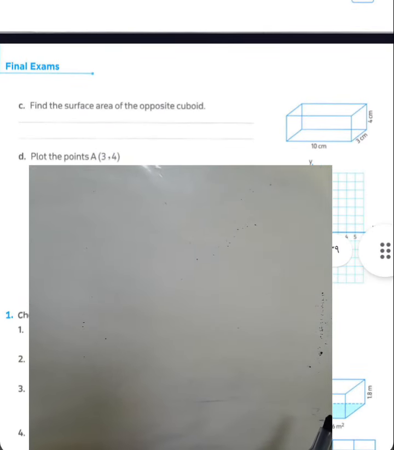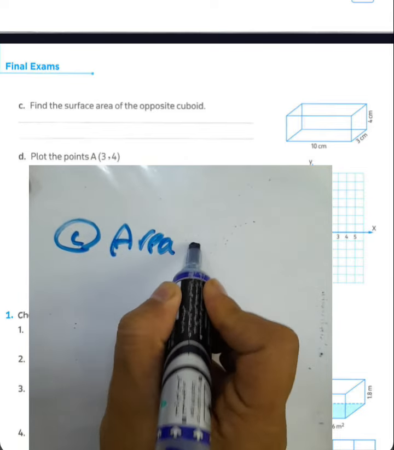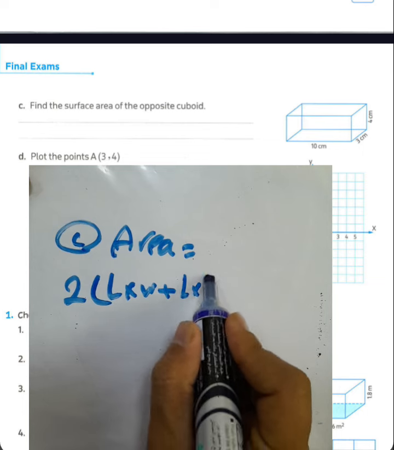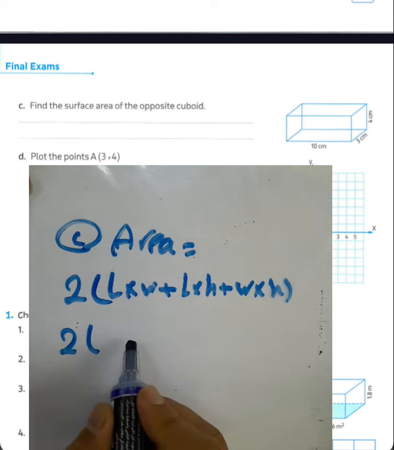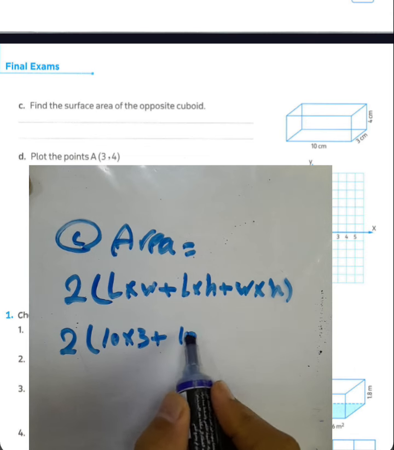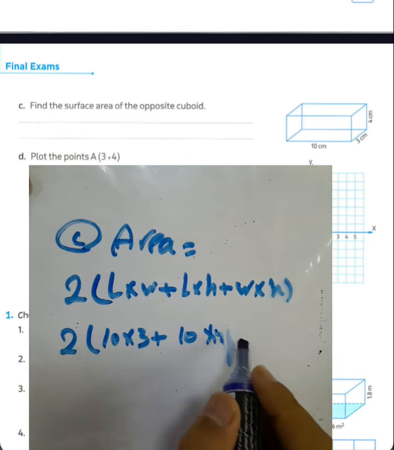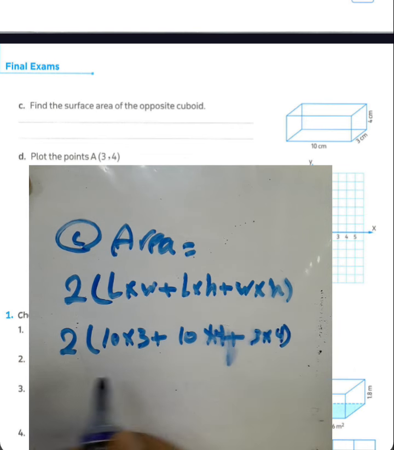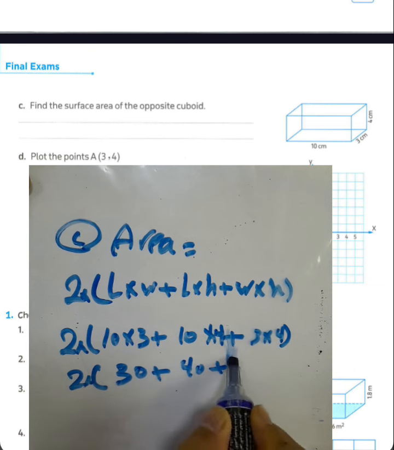Next example, we want to find the surface area of the cuboid. We write 2 times length times width, plus length times height, plus width times height. The length was 10, times width 3, and the length 10 times height, the height here was 4, plus width times height. Width here was 3 and the height was 4. 2 times 10 times 3 equals 30, and here 40, and here 12.